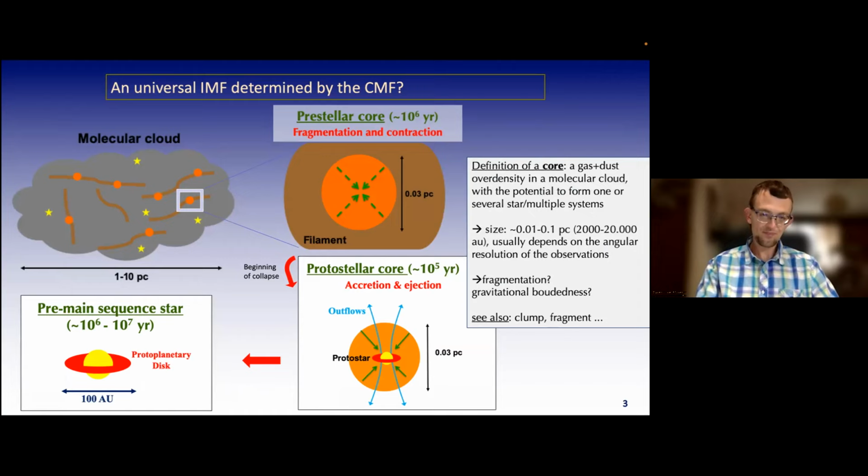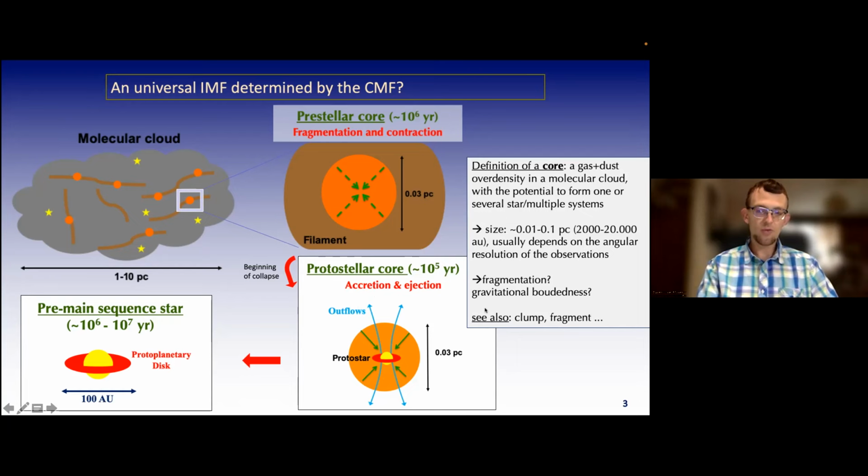Another important distinction for this presentation is that before the beginning of the collapse, the cores are called prestellar, and they are slowly fragmenting and contracting, while after the collapse, the cores are called protostellar, and we can detect them by hot core activity and also by ejection, the molecular outflows.